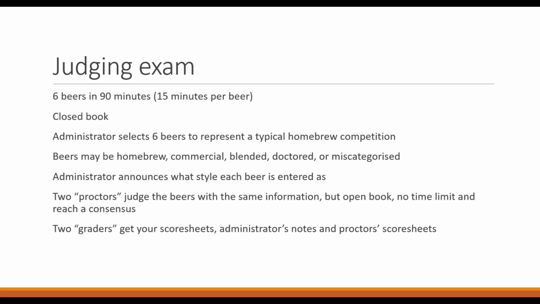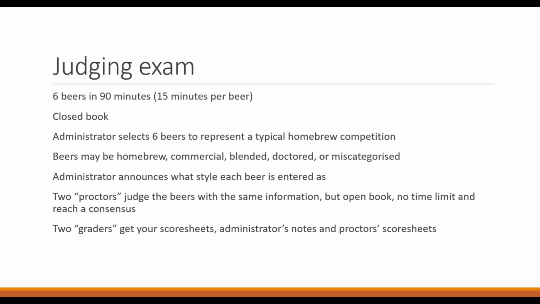Six beers in 90 minutes, maybe slightly faster than you'd judge in a typical competition, but ballpark about what you should aim for in a competition. So 15 minutes per beer to complete everything. It's closed book, so you do have to know the styles well. You can't bring anything. You have to be able to judge it according to style.